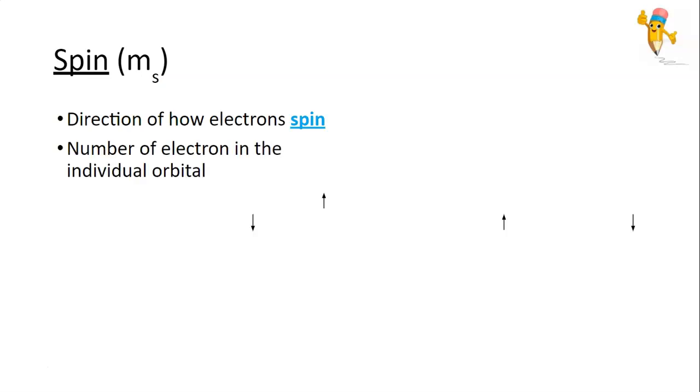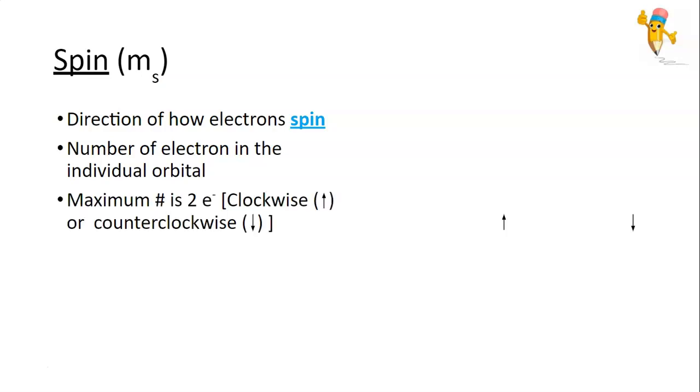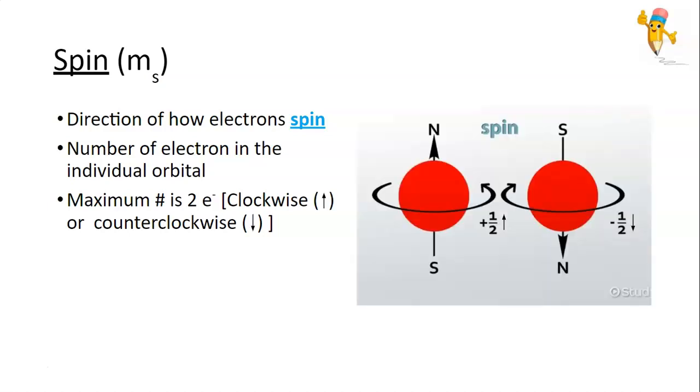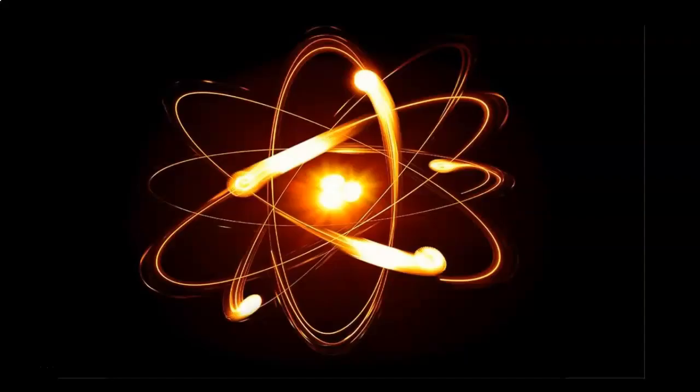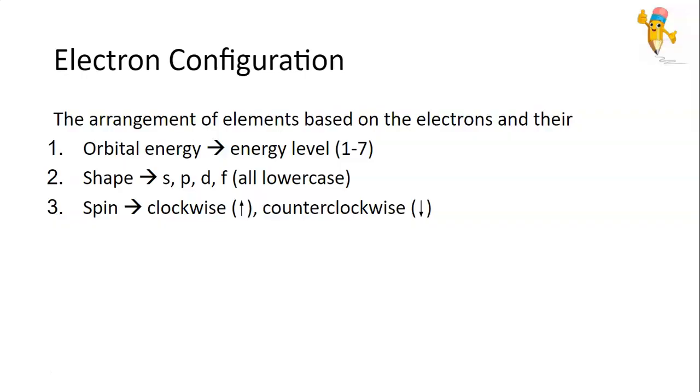Spin is the direction your electron spins. The number of electrons in an individual orbital, the max is 2, and they either spin clockwise or counterclockwise, so they'll either spin up or down. This is kind of how it looks if we're looking at an atom with the electrons moving around. It's more of a 3D type shape. So electron configuration, which we're going to go more in depth with, is the arrangement of elements based on their electrons and their energy level, their shape, and then their spin.